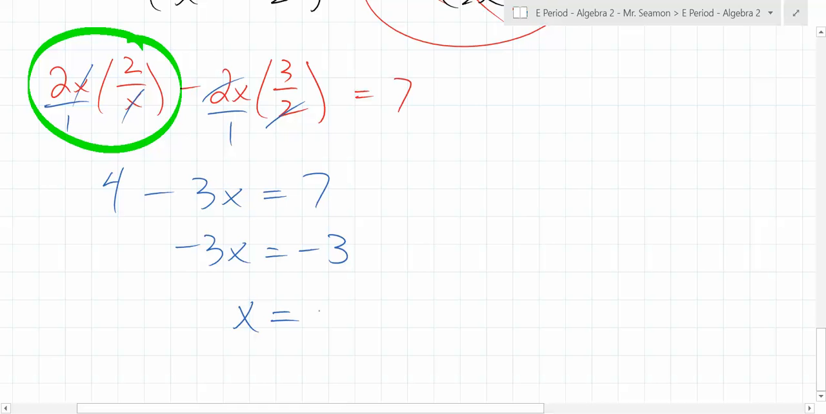What's x equal? Well, isn't it just regular 3, not negative 3? Oh, it is just 3. Thank you. I can't do subtraction. So x is going to be equal to what? Negative 1. So you're done.